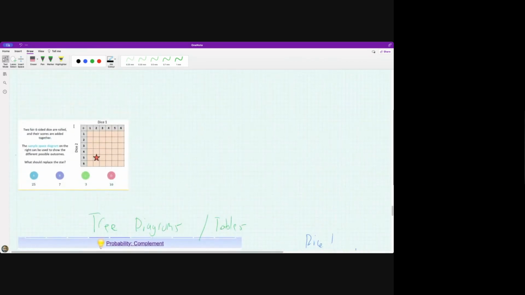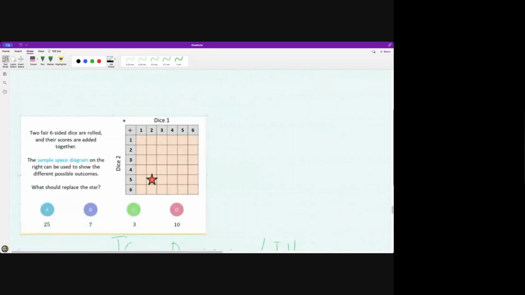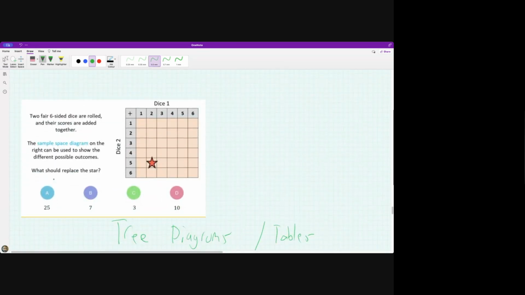Okay, let's do some more multiple choice questions around tree diagrams. So here is my tree diagram question. It says here, two fair six-sided dice are rolled and their scores are added together. The sample space on the right can be used to show the different possible outcomes. What should replace the star? What should replace the star in the tree diagram?